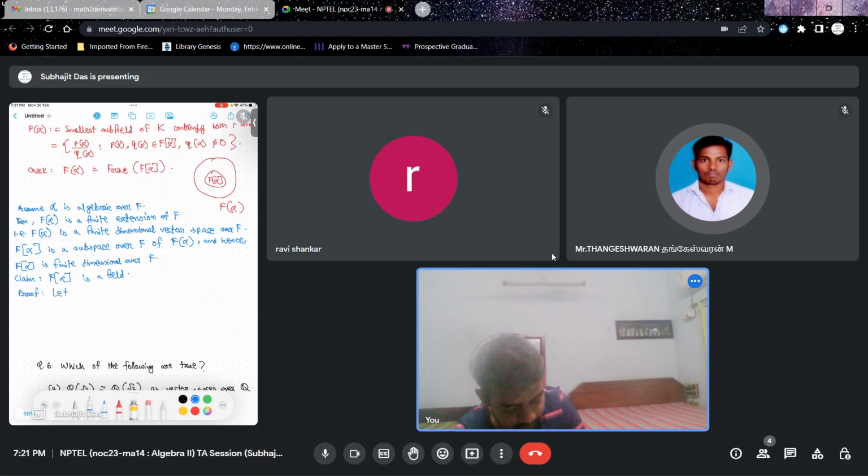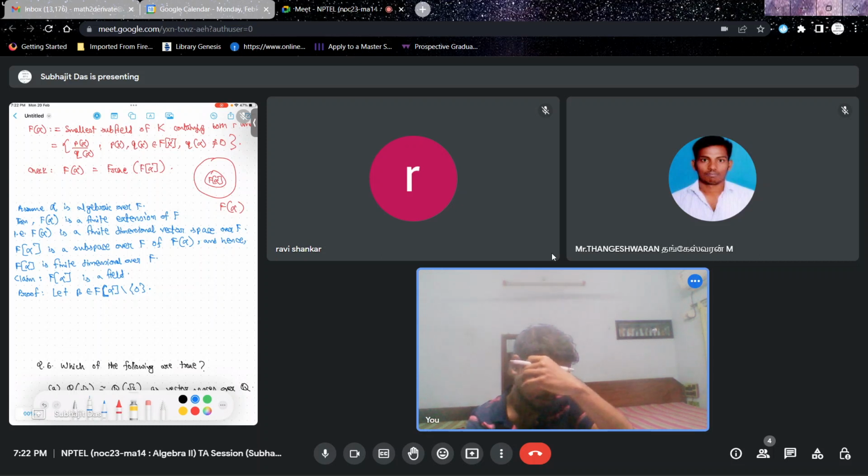So let beta belong to F square bracket alpha minus 0, be a non-zero element. We need to show that there is some element gamma in F square bracket alpha such that beta gamma equals gamma beta equals 1. That is what would prove that F square bracket alpha is a field, that is, beta has an inverse. So let beta be a non-zero element in F square bracket alpha. We just need to find a gamma which belongs to F square bracket alpha.